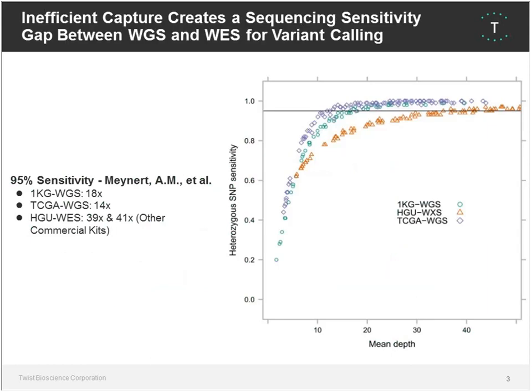In 2014, Minard et al. identified that there were some inefficiencies between whole genome sequencing and whole exome sequencing, which resulted in a sequencing sensitivity gap being generated. You can see at the line depicted in this graph at 95% sensitivity that there's a white space generated between the whole genomes depicted here in purple and green and the whole exomes depicted here in orange.